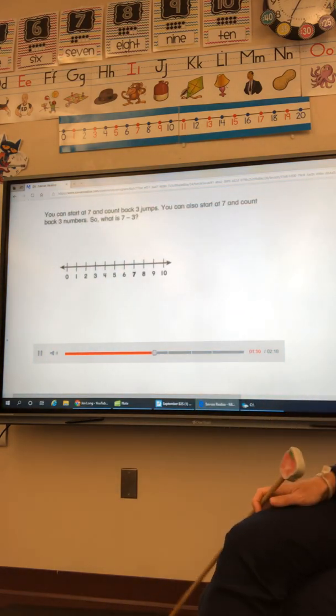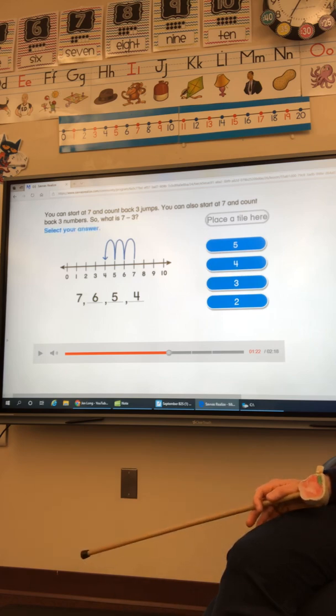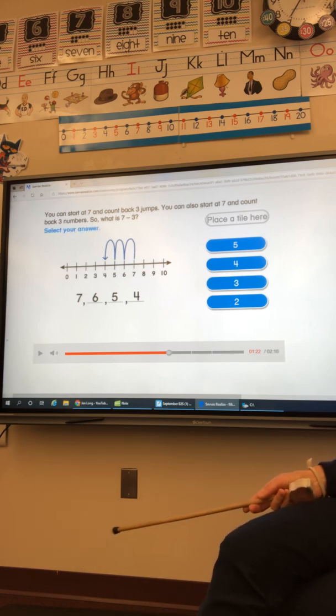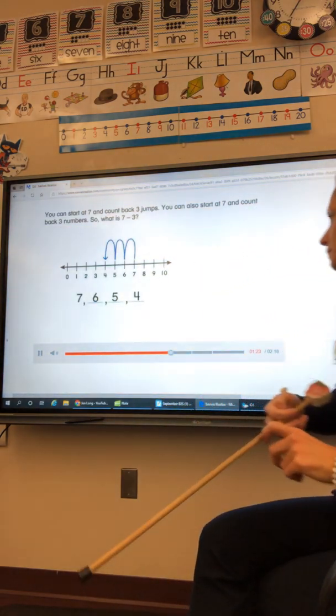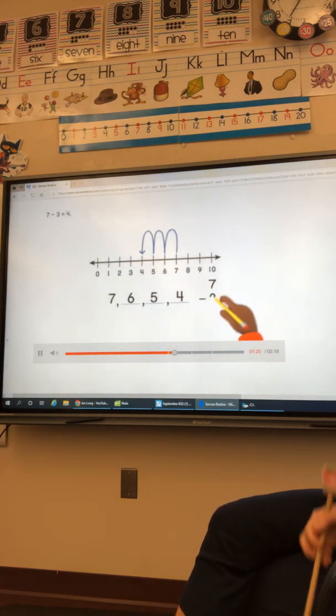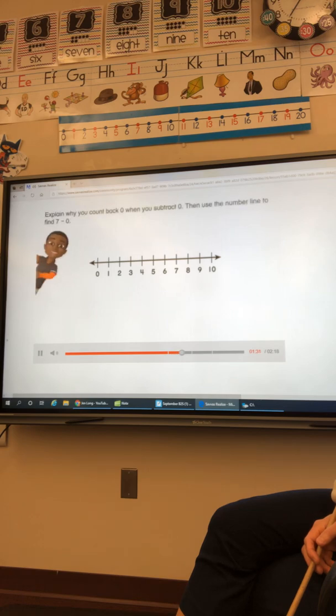You can start at 7 and count back 3 jumps. You can also start at 7 and count back 3 numbers. So, what is 7 minus 3? Select your answer. 7 minus 3 is 4. Seven minus 3 equals 4. Explain why you count back 0 when you subtract 0. Then use the number line to find 7 minus 0.